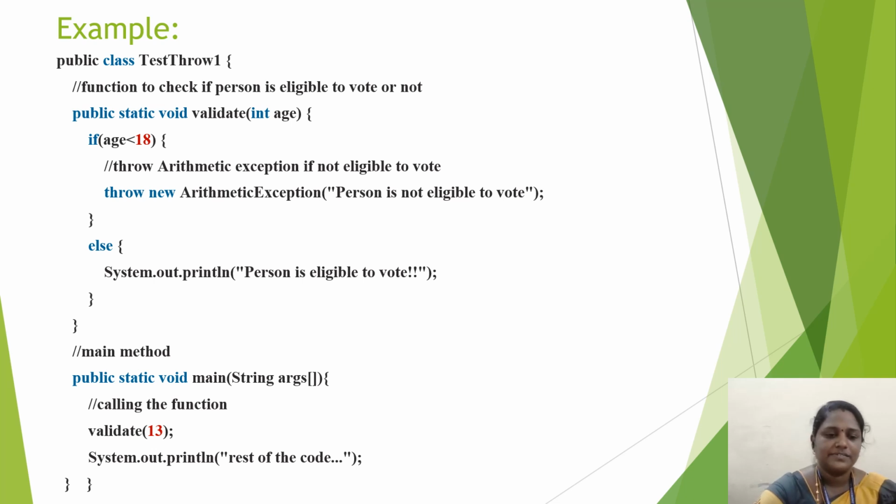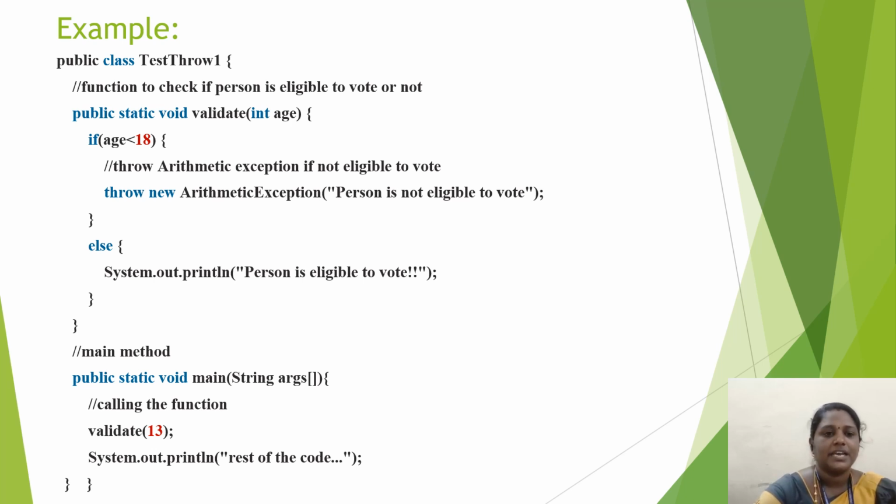So throw is a keyword, new is a keyword, and the exception class name is ArithmeticException. You have to display the message: person is not eligible to vote. You have to check the conditions. If the age is less than 18, else the else statement will be System.out.println. Here we validate 13, so the age is 13, and we have to display the message the person is not eligible to vote, right?